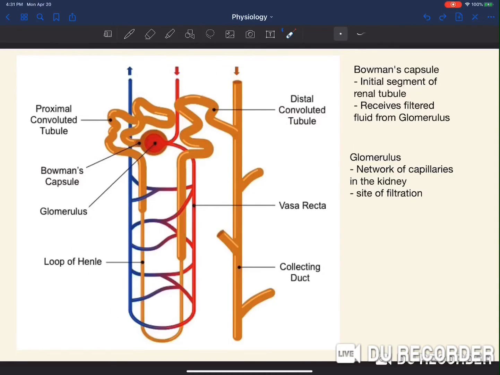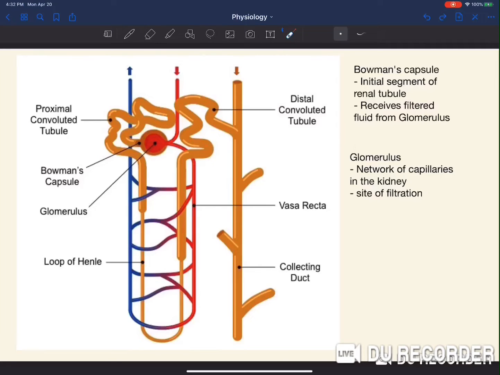So we have the Bowman's capsule, and then we have our proximal convoluted tubule, our descending limb, and our ascending limb of the loop of Henle, right? Because this is the loop of Henle. And then we have our distal convoluted tubule and our collecting duct.